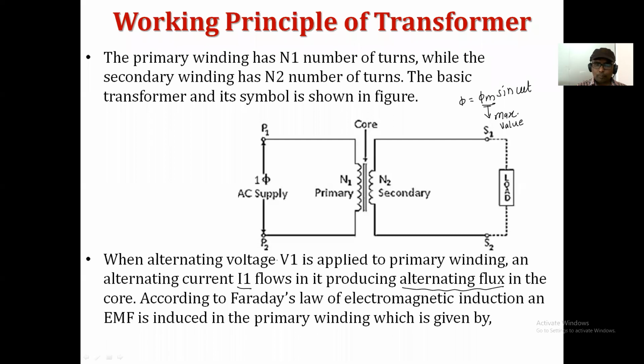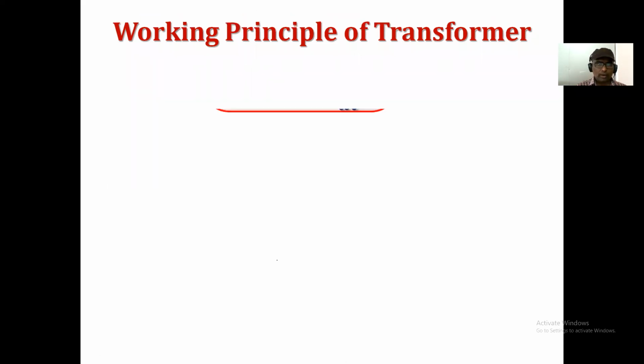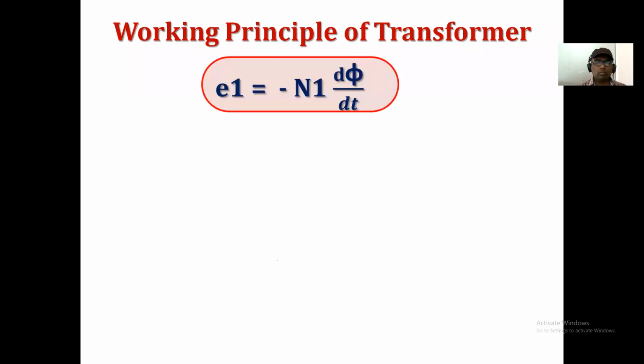So what is the formula to induce the EMF according to Faraday's law? The induced EMF is E1 equal to minus N1 dφ/dt. This is the induced EMF in the primary winding, because N1 is the number of turns of the primary winding and dφ/dt is the rate of change of flux.